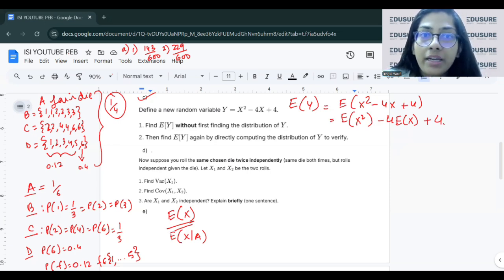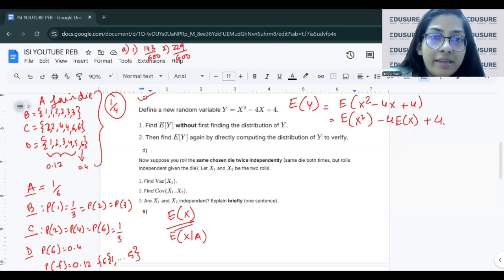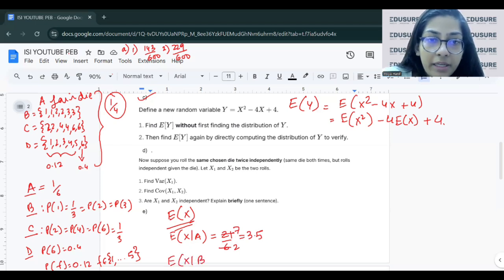इसका summation कीजिए तो that will be 21 divided by 6, which is 3.5, okay? Expectation of x given b, so b में क्या है 1 1 2 2 3 3, ठीक है? So this is going to be 12, okay? 12/6 is going to be 2, okay?